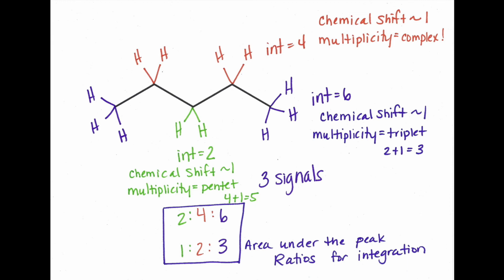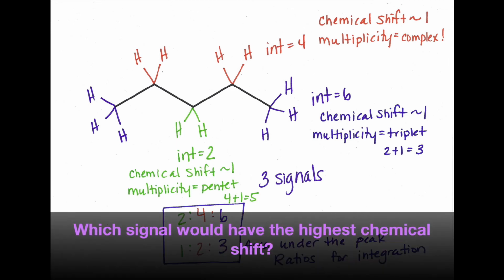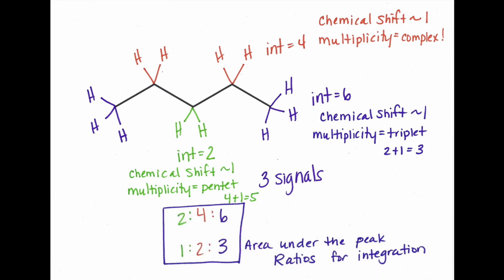For the green protons, their signal will have an integration of 2, a chemical shift in the alkyl region of about 1, and the multiplicity is going to be that of a pentet. That means that we will see the 4 orange protons contribute to the splitting of that green signal, and we're expecting 5 lines in our signal. As you look at these 3 sets of protons, which one do you expect to have the highest chemical shift? Which one do you expect to have the lowest chemical shift?